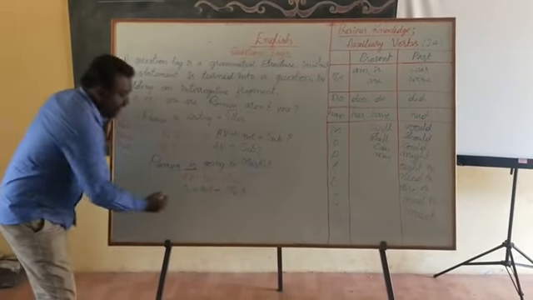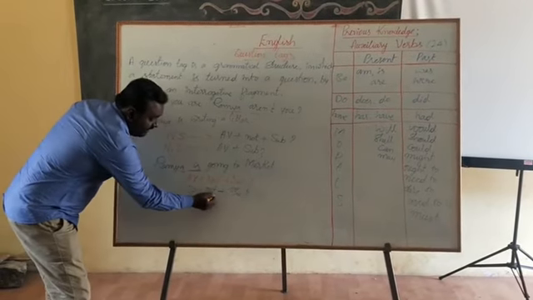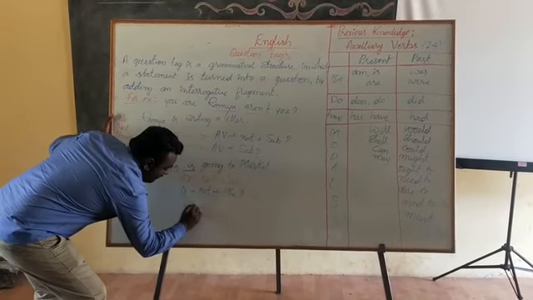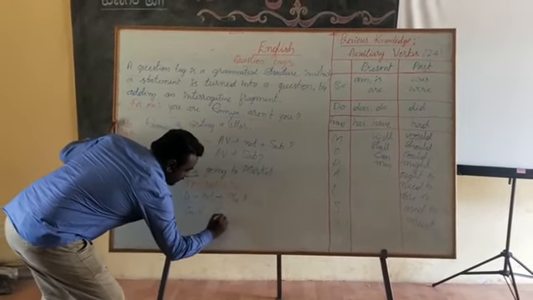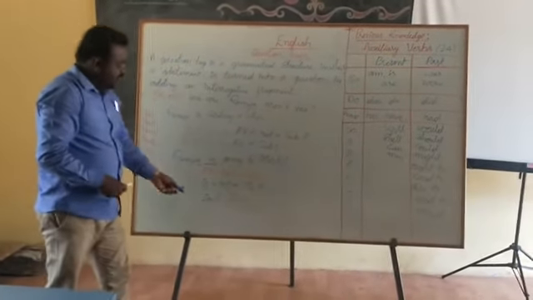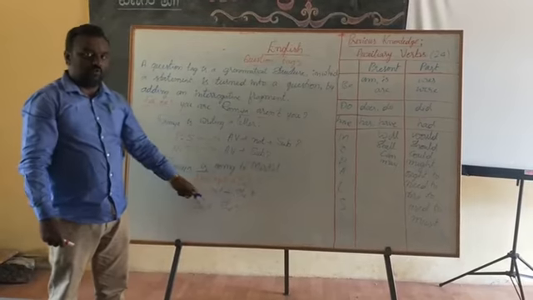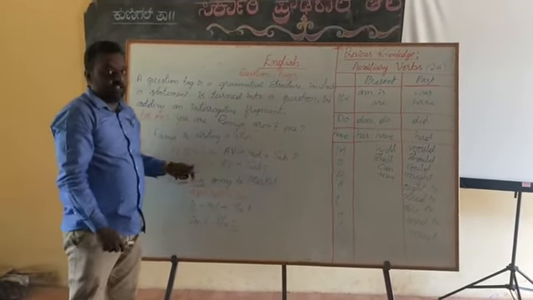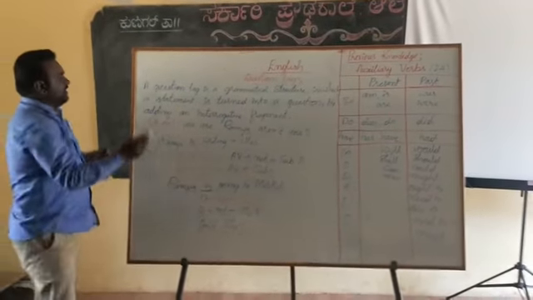Then if you add not to is, it becomes isn't she. So this is the question tag. You can also write isn't Ramya. So both are correct answers for this statement. Now take another sentence.